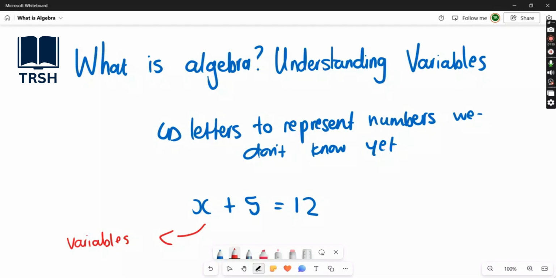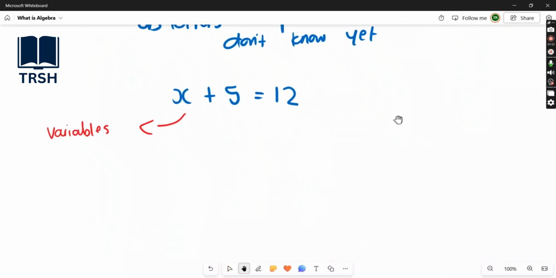So it could be X, it could be Y, it could be A. Variables are just the unknown values, which is the letters. Okay. So when we're talking about the variables, we're talking about the letters. So you should be familiar with the term variables.